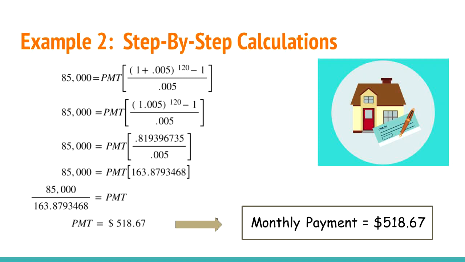Notice that I've kept as many decimal places as possible, and I've very carefully used order of operations. As I use order of operations, I work inside the parentheses, working with the innermost 1 plus 0.005 grouping first, and then I take the power, and then I continue to work through order of operations to solve for that payment amount of $518.67. I encourage you to go through and do these calculations on your own, making sure that you can match each of my steps here.